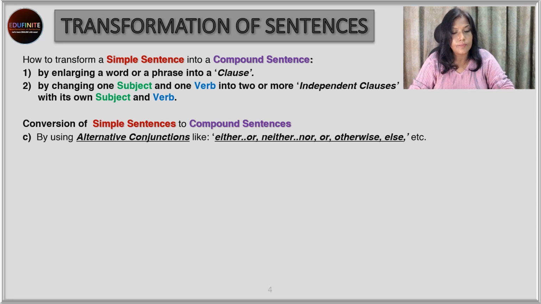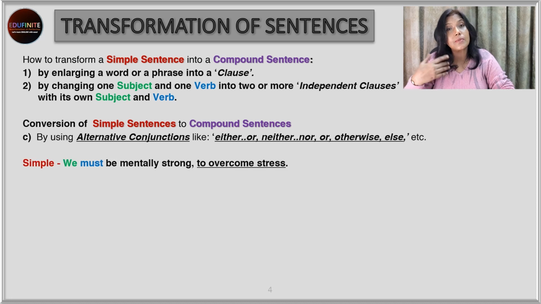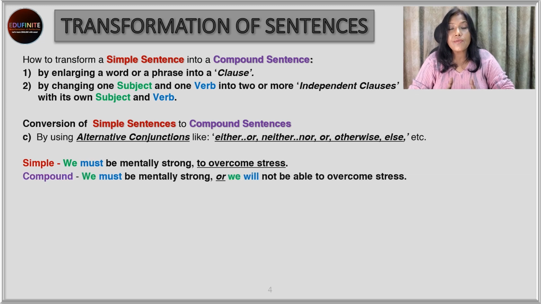So, let's see how. Now, the simple sentence, we must be mentally strong to overcome stress. Now, to overcome stress is the phrase that we have to expand and turn into a compound sentence. So, let's see how we do it. We must be mentally strong, or we will not be able to overcome stress. And we have joined the two independent clauses by the alternative conjunction or.